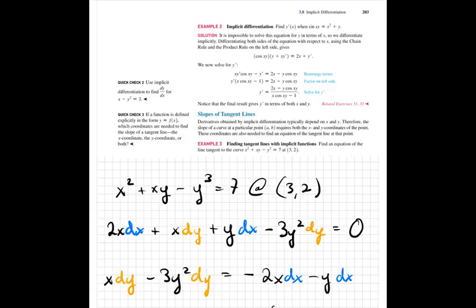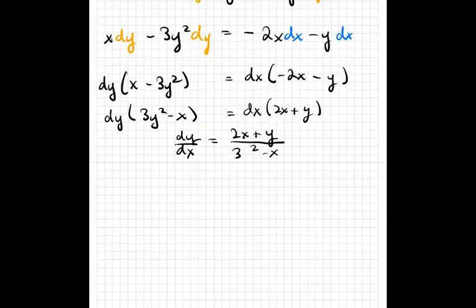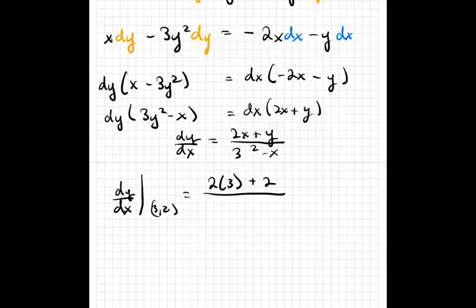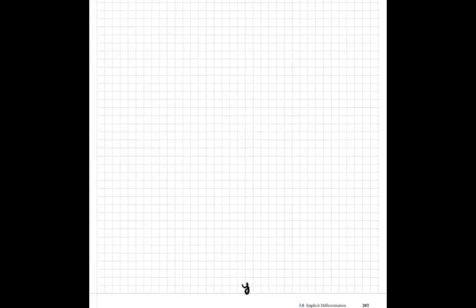So we want at the point 3, 2. So then we're going to have dy by dx at the point 3, 2, so when x is 3 and y is 2, so it's going to be 2 times 3 plus 2 divided by, what was that supposed to be, 3y squared? Oh, did I lose my y down below? Yeah, I sure did.